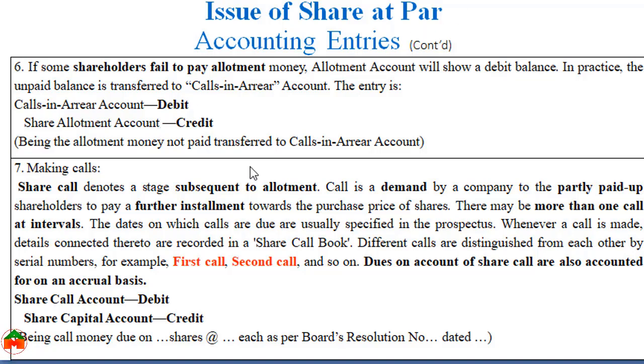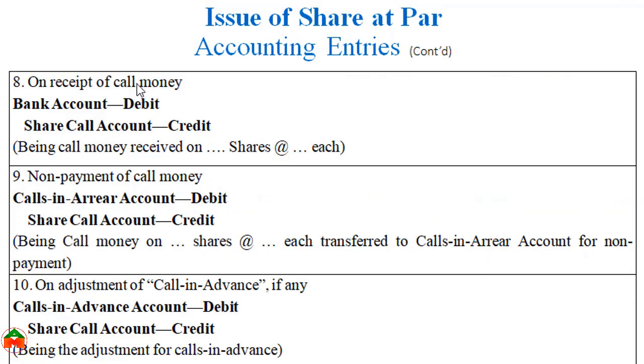And whenever you are collecting the money of each unit of share in an installment process, and there is any first call or second call, then the journal would be share call account debit, share capital account credit. And whenever you are receiving money from the call, then the journal is bank account debit, share call account credit. Share call can be first call, second call or final call.